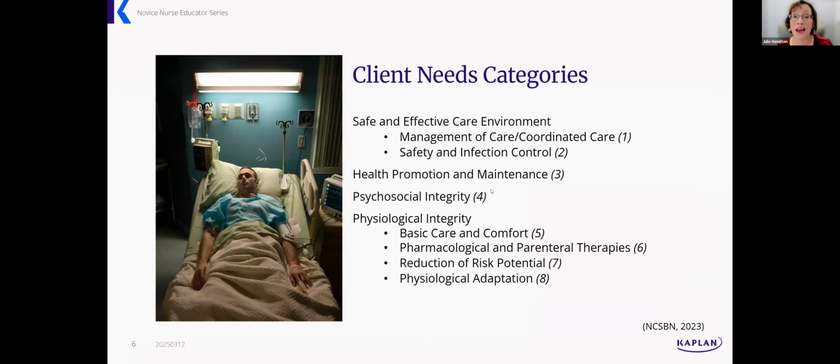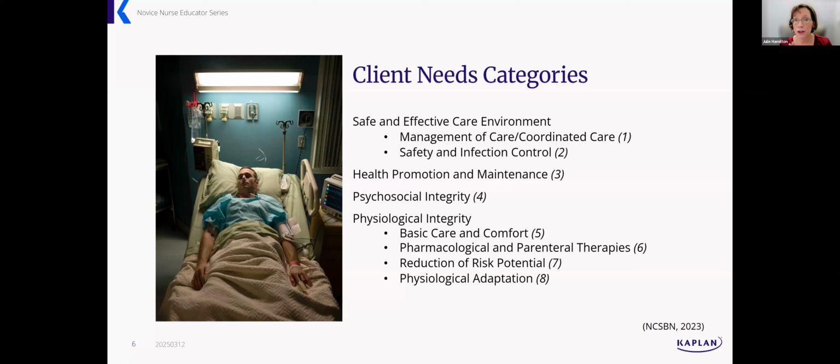So let's talk about these client needs category, this test plan. Remember, you're not going to see things like cardio, or respiratory, or fundamentals, or med surg. So what's the language? Well, there's 4 main categories: safe and effective care environment, health promotion and maintenance, psychosocial integrity, and physiological integrity. Now, 2 of these main categories are broken down into subcategories.